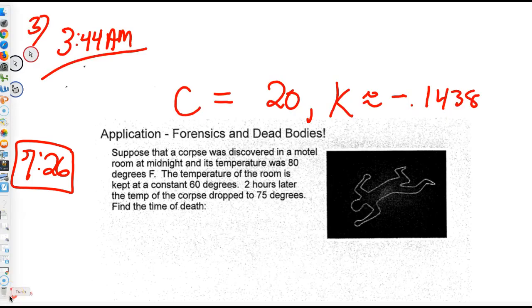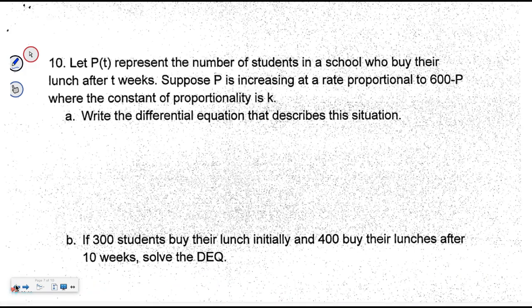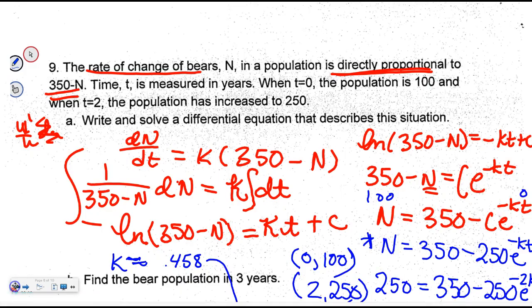All right, so if you're watching the video on this one, we ended up getting a C of 20, whoops, sorry, and a K of negative 0.1438. To figure out the time of death, we had to set 98.6 equal to our model and solve for T. I also told them the answer to number 3 is the time of death is 3:44 a.m. So next one that we'll do together is number 2. So go to your packet to number 2. It's a good one, actually, and it's kind of tricky.